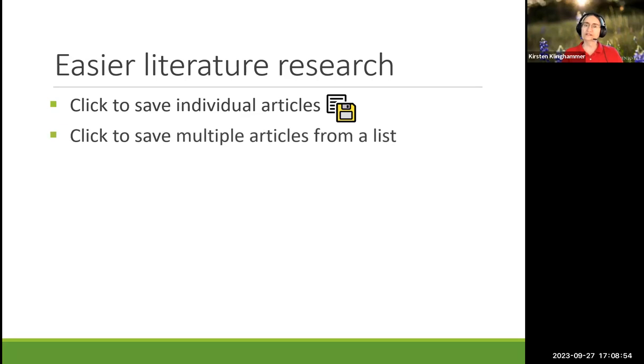You can also click to save multiple articles from a list. I don't know how many of you may use Google Scholar, but that's actually a really handy one. You can be using Google Scholar and going, you know, this looks good, that looks good, and that, and that, and that. And you can just get them all at once, something really very handy. And I'll show you how to do that.